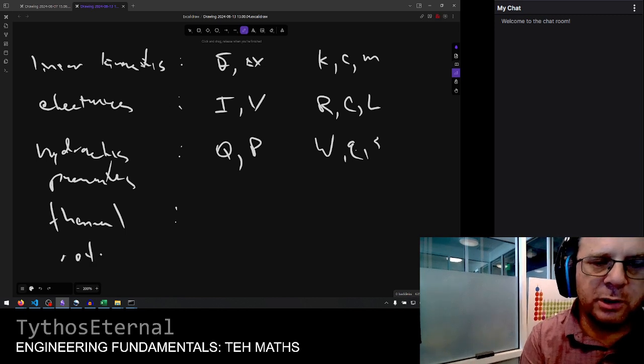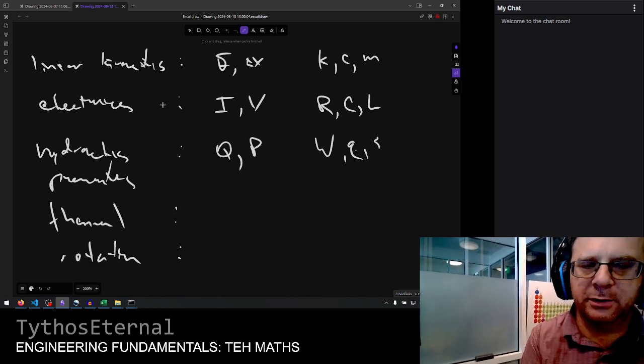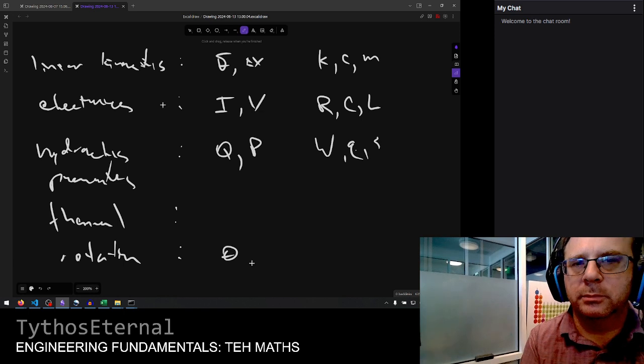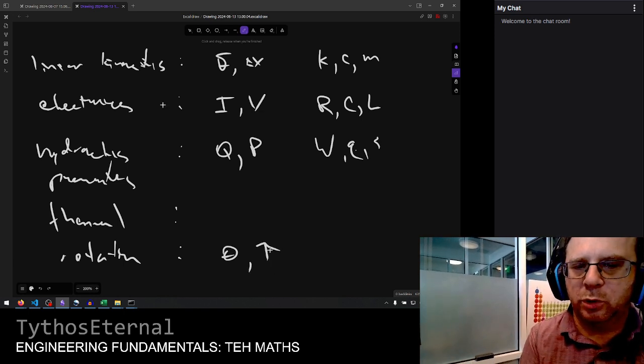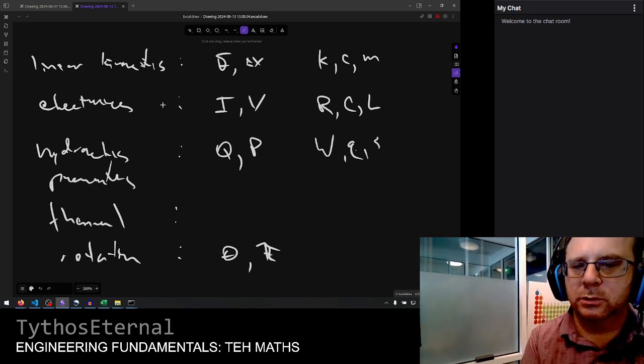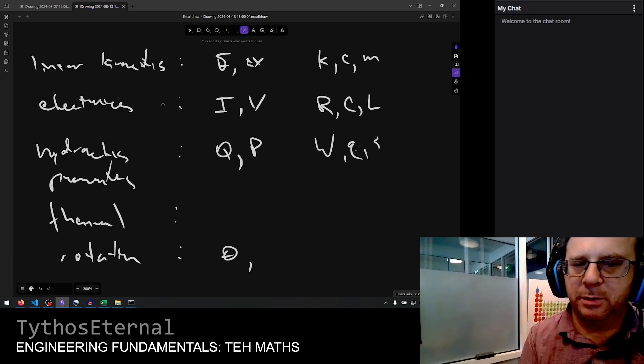Rotational dynamics, we still have momentum and angular displacement, and torques. That's my really crappy attempt at it.